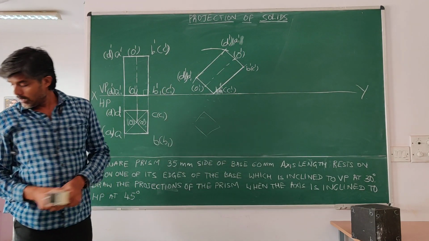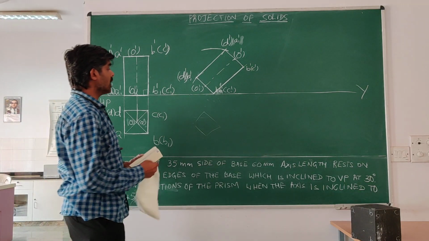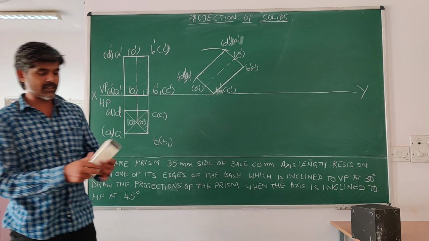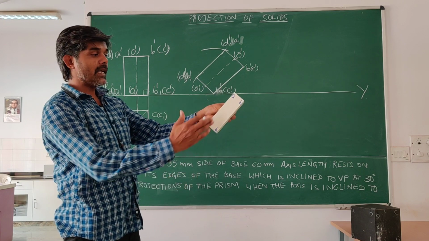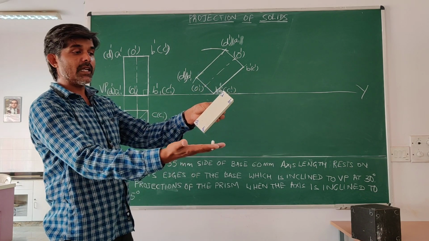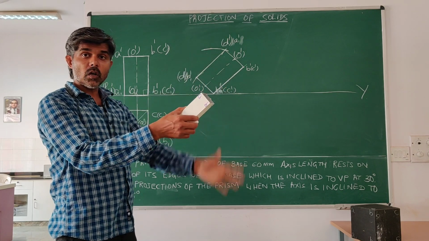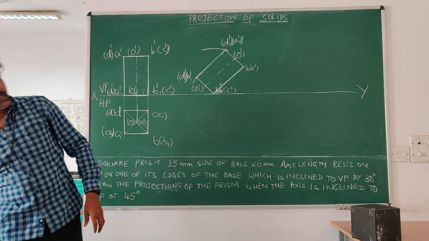Now, in the next position, I will be drawing the top view. Here we have the front view in this case. We started from here, rotated it like this, making the axis inclined 45 degrees to HP. Now we have the front view. How do we draw the top view? We will use the drawing techniques and do it.